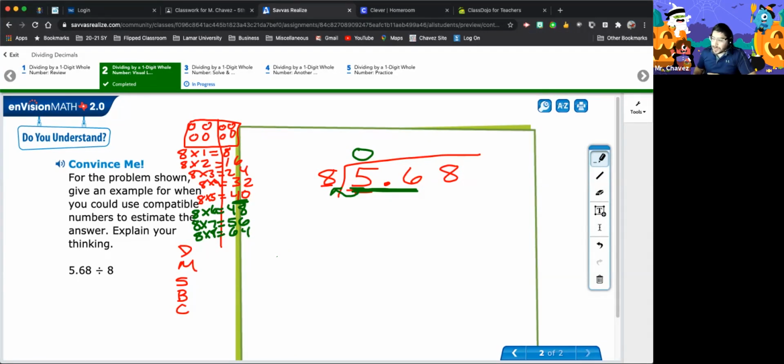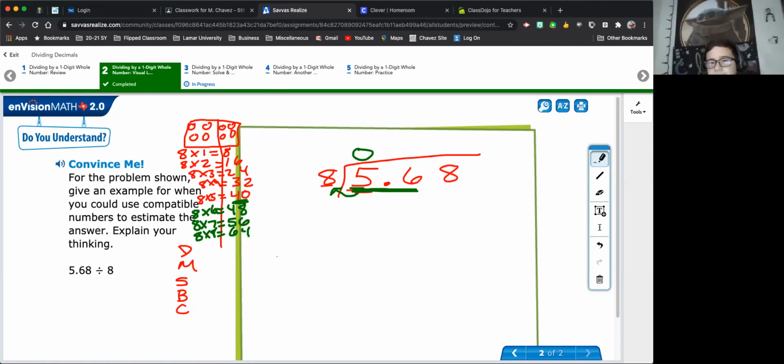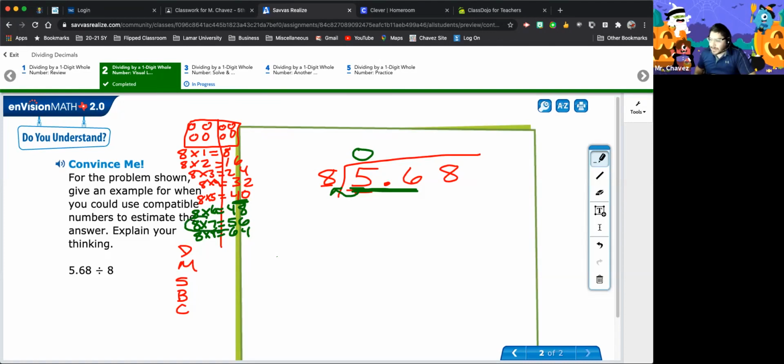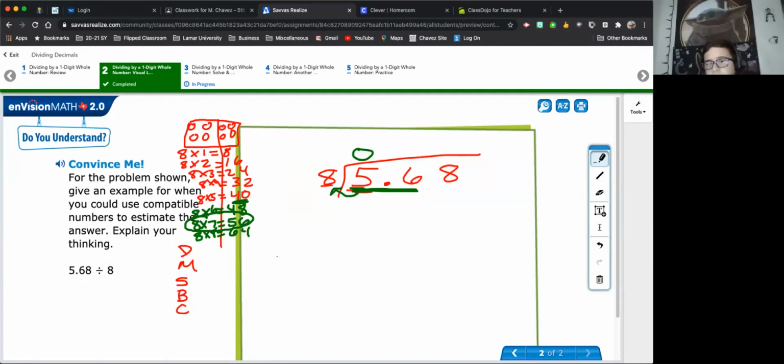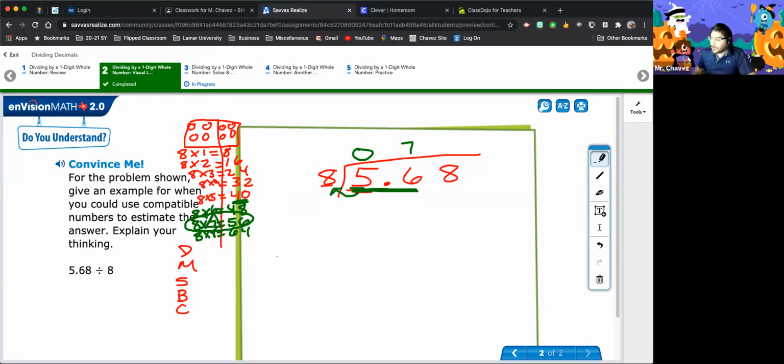Now, which number am I going to use, guys? Y'all tell me. Which number am I going to use to get as close to 56? 40, 48, 56, or 64? 7. 8 times 7. 64 is too big. 48 is too small. Logan, be sure we're paying attention. So that 7 is going to be going on the roof. Right there. So we just divided.